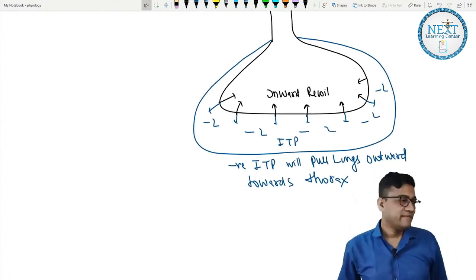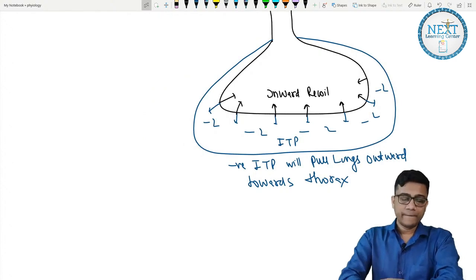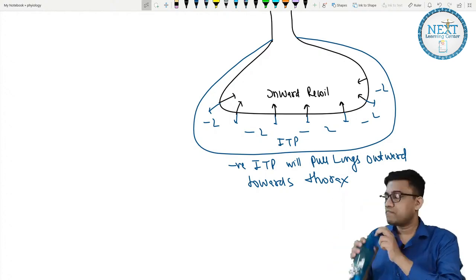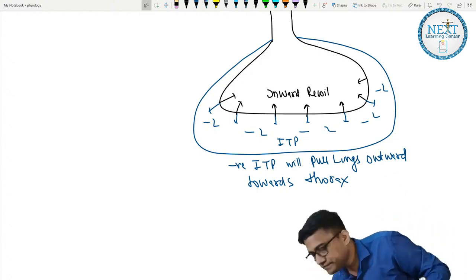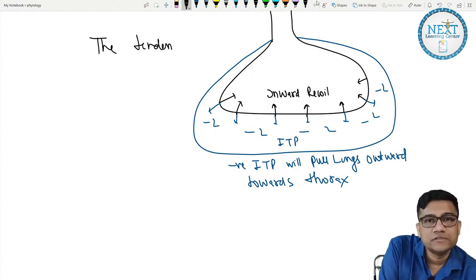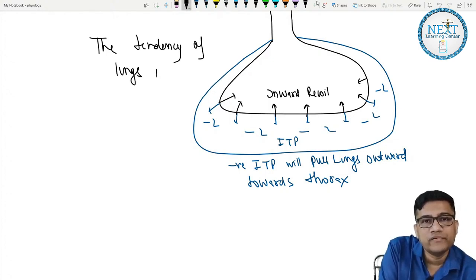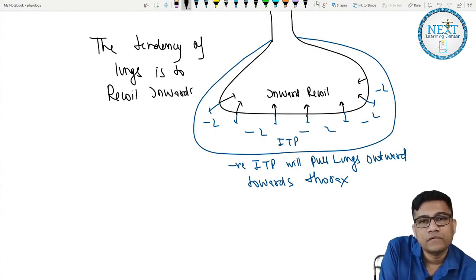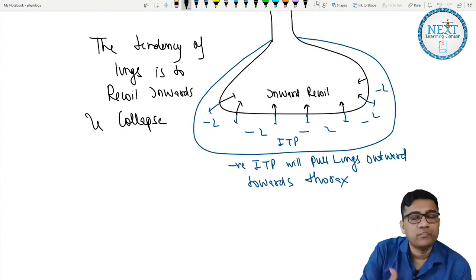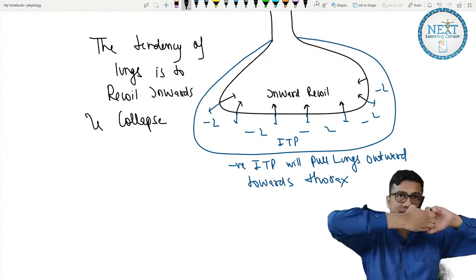Are you clear? Okay, so the tendency of lungs is to recoil inwards and collapse. Easy. So lungs want to recoil and collapse. And what is the negative pressure doing? Pulling them out. So that means lungs are trying to collapse, and negative pressure is trying to expand them.